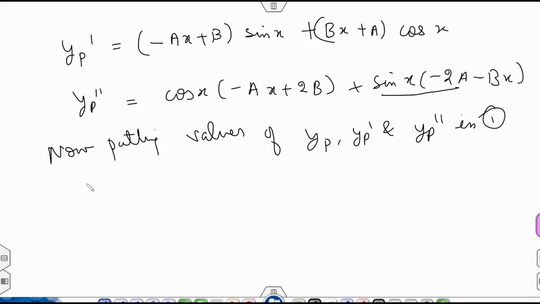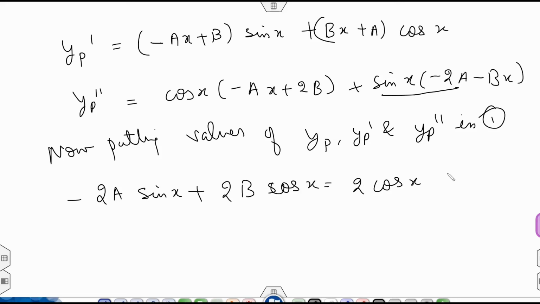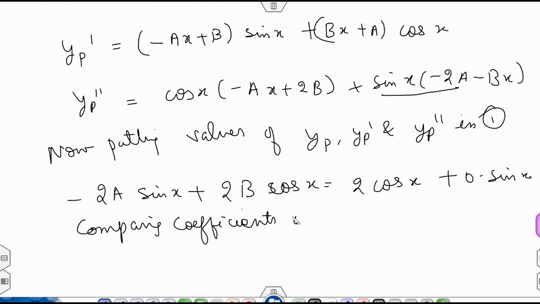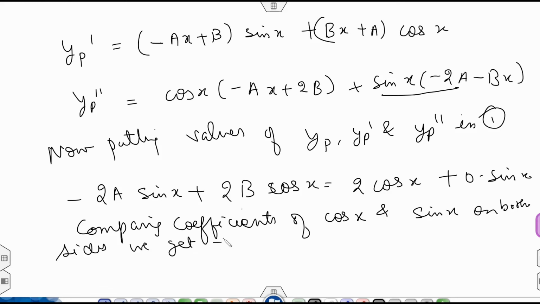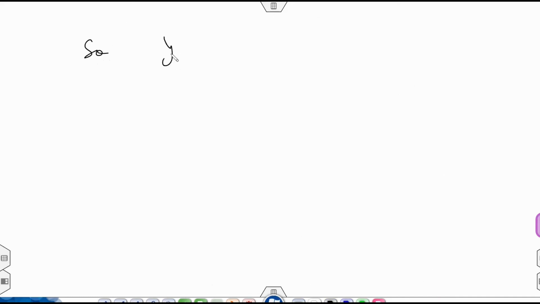So finally you will observe that after putting all the values, what are you getting? You are getting this cos x plus 0 into sin x. Now comparing the coefficients of cos x and sin x on both sides, we get minus 2a equal to 0 and 2b equal to 2. This implies that a is equal to 0 and b is equal to 1. So therefore my yp is equal to x into sin x, right?